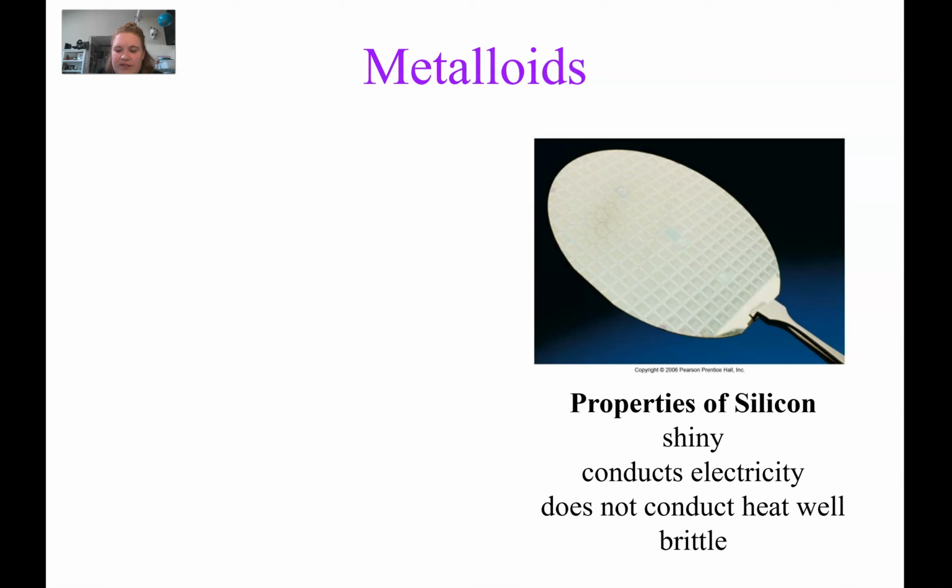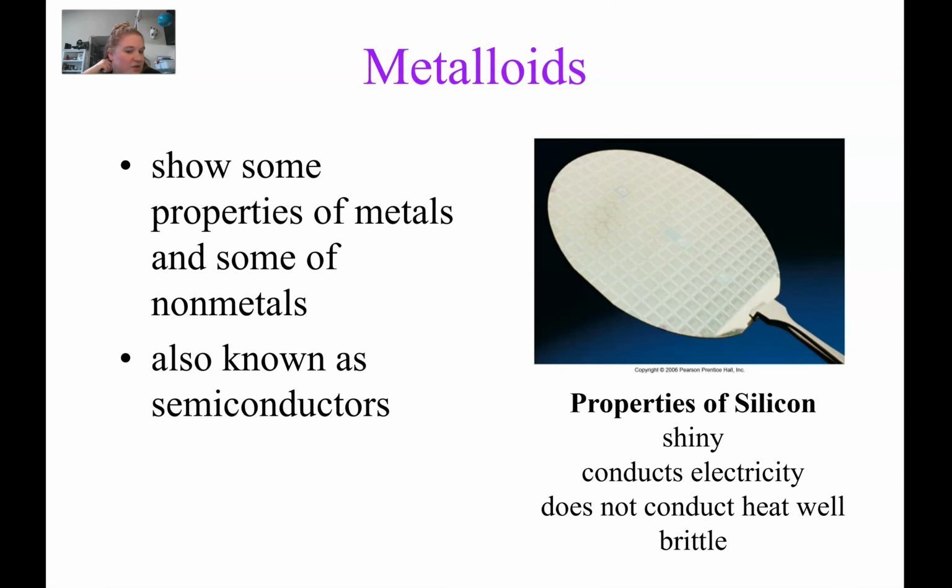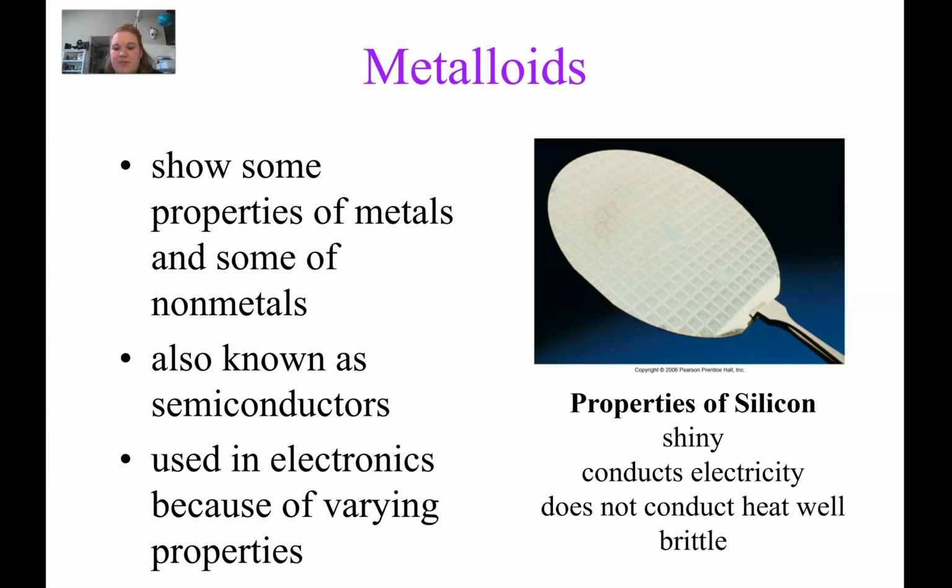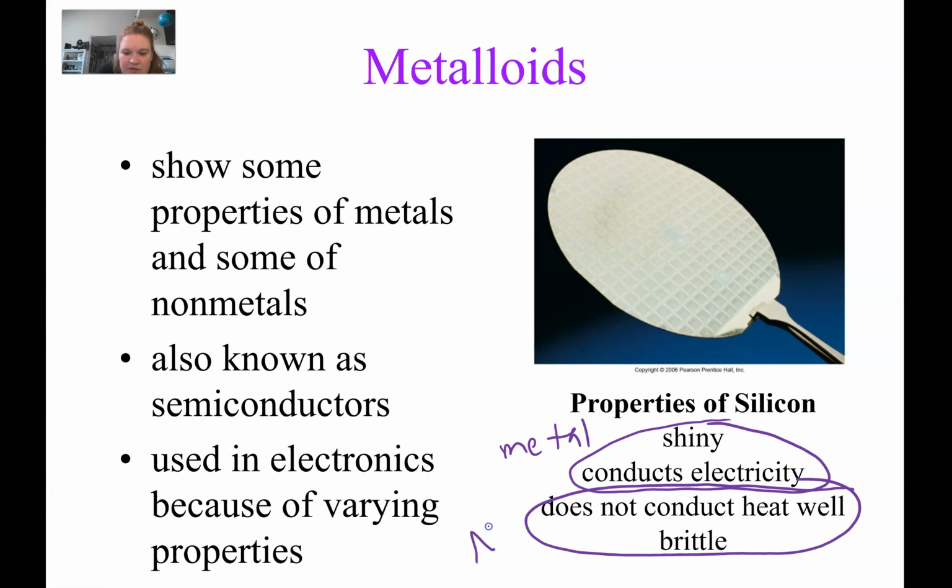And then here's our metalloids. Metalloids are also called semiconductors. They're also sometimes called semimetals, and they don't have one set of properties because they behave like metals and like nonmetals, depending on which one we're looking at. So silicon here is shiny and conducts electricity like a metal, but it doesn't conduct heat, and it's brittle like a nonmetal. So they have properties of both.